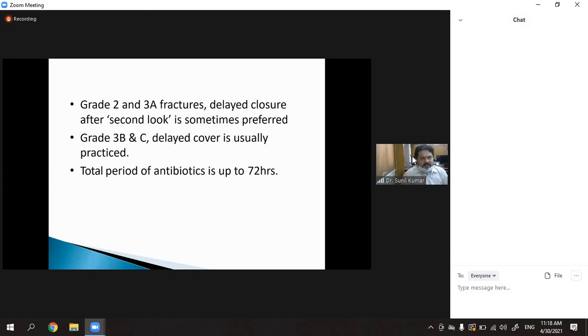In grade 3B and 3C, delayed cover is usually practiced. In 3B, there is massive contamination, and in 3C, there is a vascular injury which requires repair, so it is better that the wound is covered late. Total period of antibiotics is up to 72 hours. This is the antibiotic prophylaxis in open fracture 3B, 3C. We have to give the antibiotics for 72 hours, and then a second look of the wound.